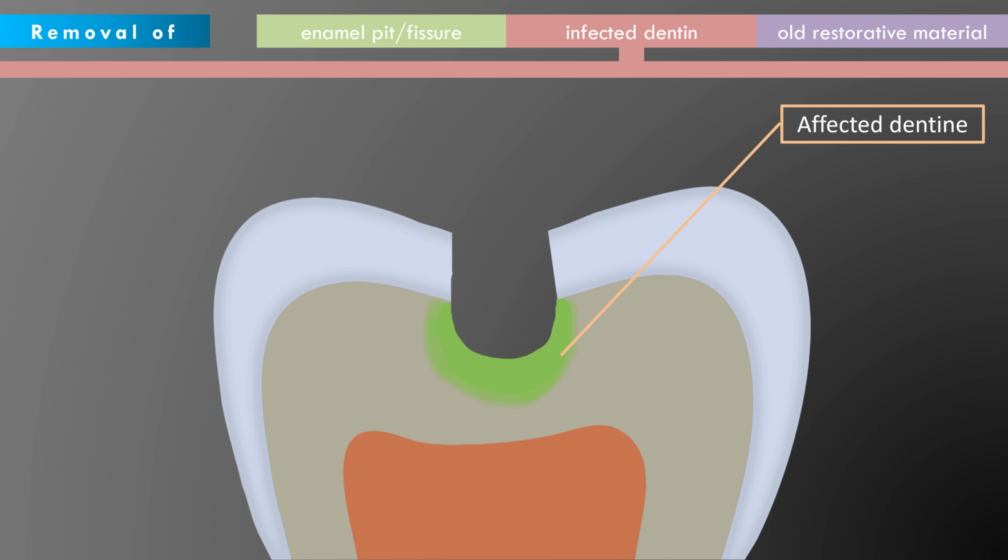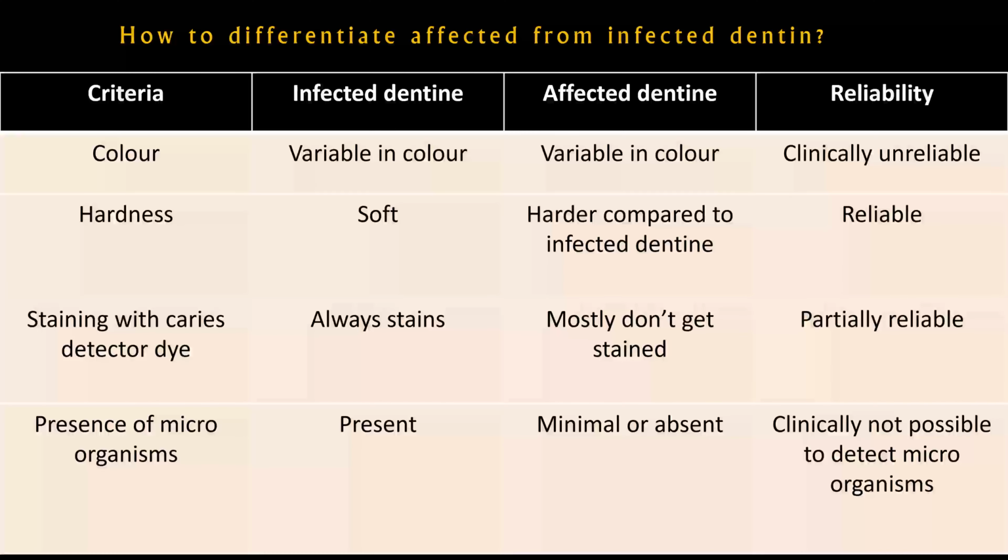So while removing the caries, the decay and also the infected dentin must be removed and the affected dentin can be left. Clinically, while doing caries excavation, based on the color, the infected dentin can be variable in color, maybe brown, maybe yellowish, maybe black. And the affected dentin also can be variable in color, so clinically while excavating dental caries, color is not a very reliable criterion. If you are looking at the hardness, the infected dentin is soft if you are removing with a spoon excavator, and the affected dentin is harder compared to that of infected dentin.